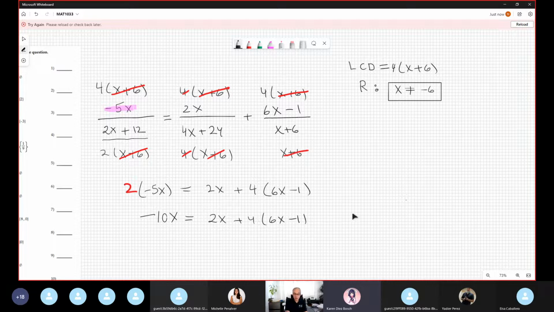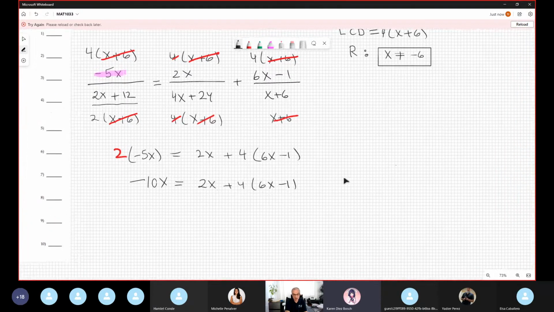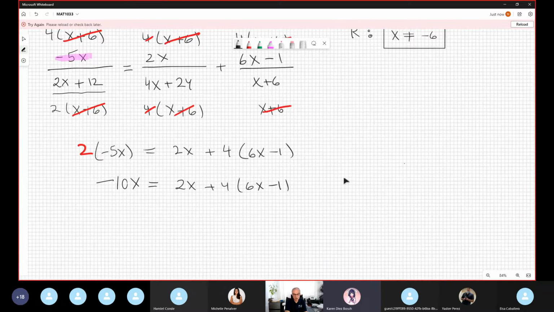So this equation looks linear. I don't see a square exponent 2, so it is linear. Entonces, linear is super, super easy to manipulate. As always, you apply the distributive property here to eliminate parentheses.